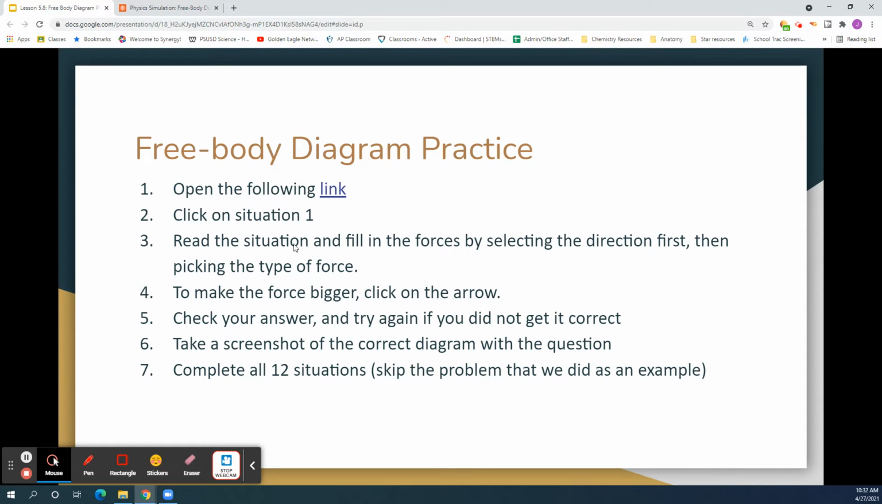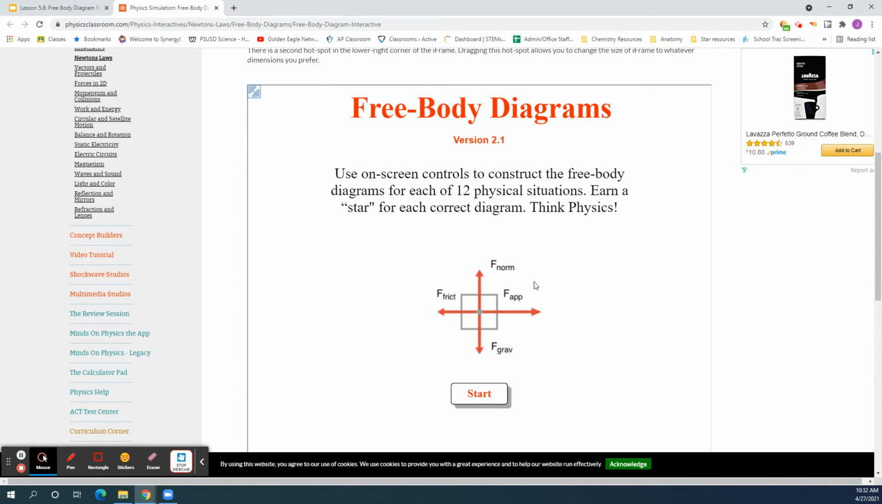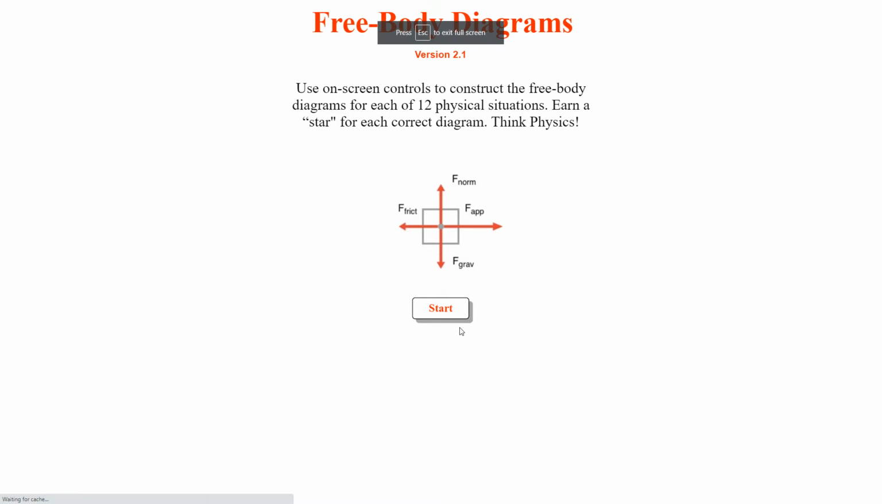This is one common problem that we're going to see: we need to click on the arrow to make them larger if one force is greater. To check your answer, you can try again if you don't get it correct, and then you're going to take a screenshot when you're finished. So let's go ahead and take a look at the first one.